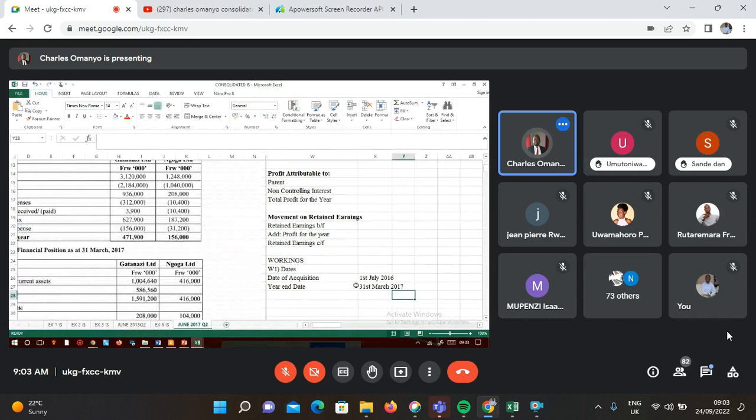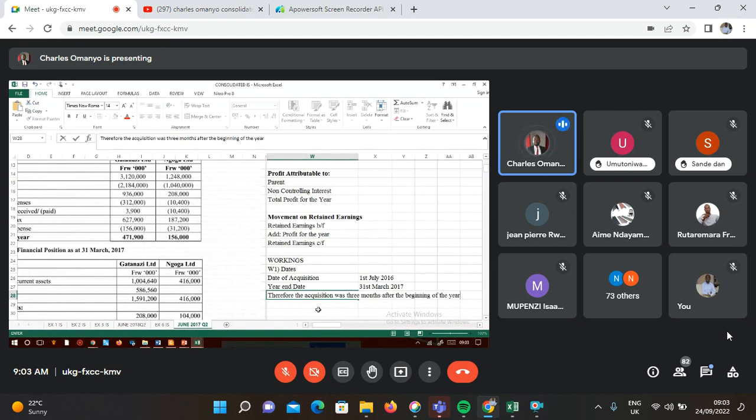Okay, so we have that date. Which means we have agreed, therefore, the acquisition was 3 months after the beginning of the year. I'm also teaching using the same exam, using the past paper, so that's why I'm typing, so that when you are revising, you can follow. Pre-acquisition period was 3 months.